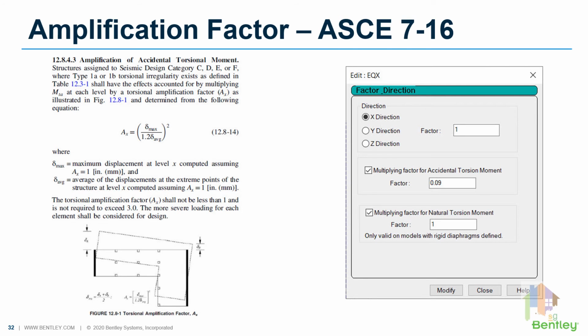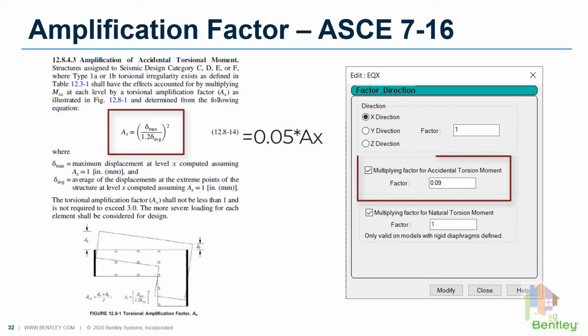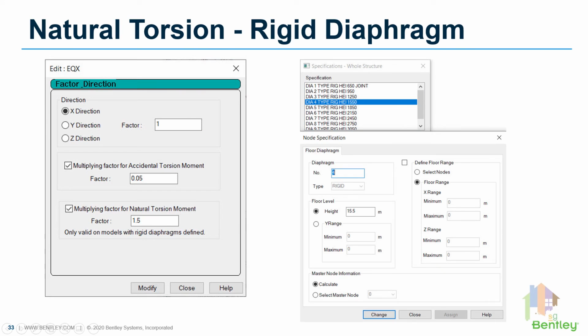In the ASCE 7-16 code, an additional amplification factor to accidental torsion is mentioned under clause 12.8.4.3. If you want to consider this factor, you can calculate this manually and then multiply this with 0.05, or the accidental torsion part. This final value needs to be specified as the accidental torsion factor.